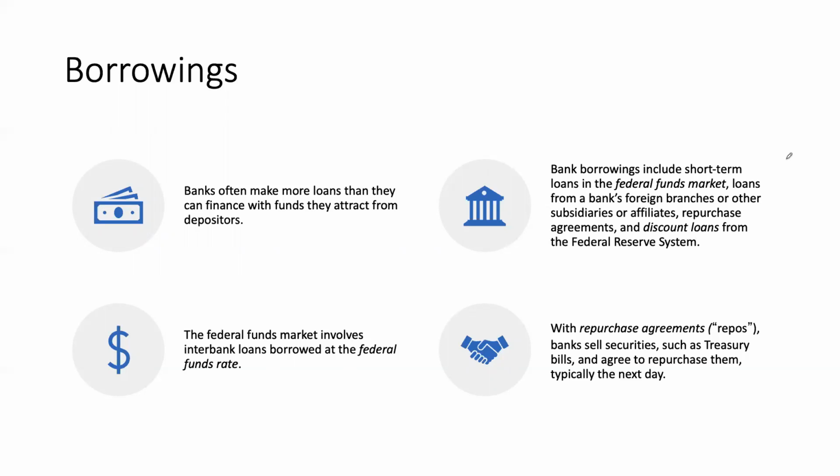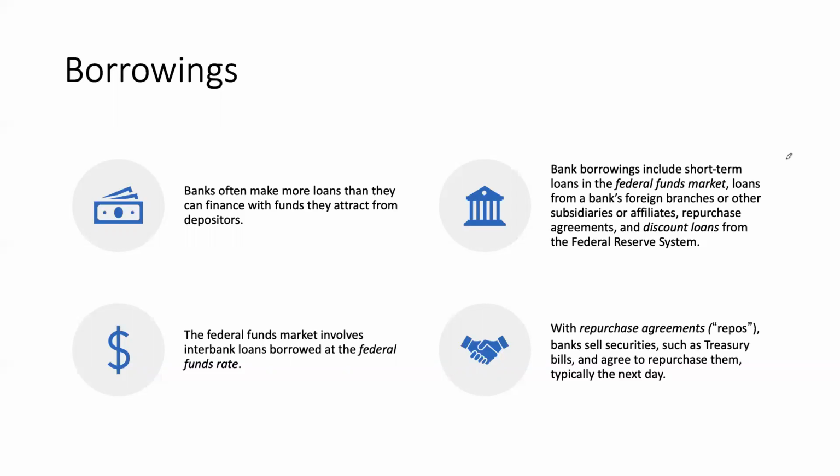It might also take loans from the bank's own other subsidiaries and overseas branches and so on and so forth, and other affiliates which operate under the umbrella of the bank's charter. The repurchase agreements, the repos, we'll talk about that also in a second, and discount loans that it can take from the Federal Reserve System, right? So the Federal Reserve System has what we call the discount window.